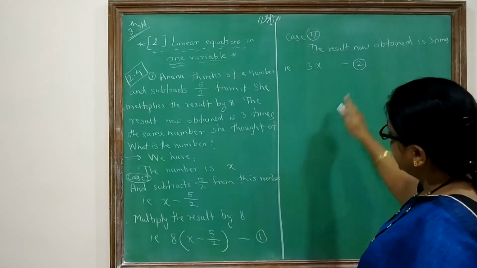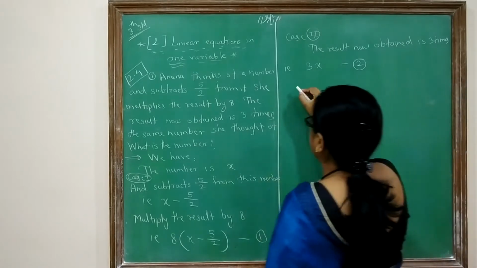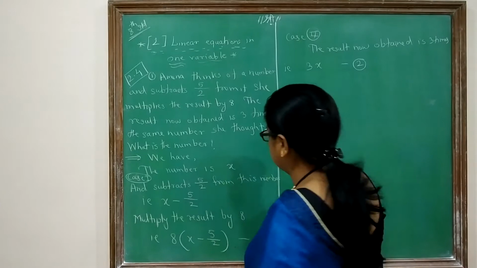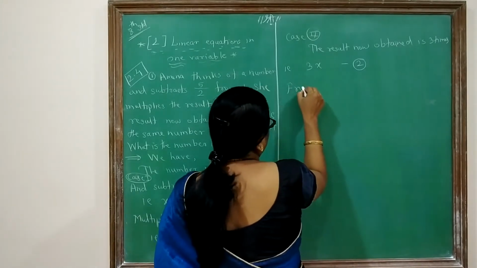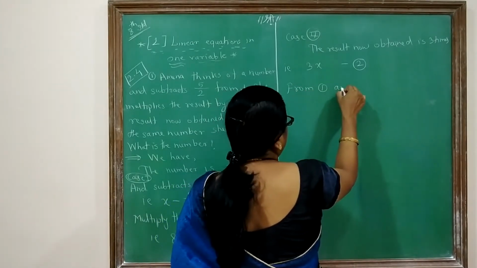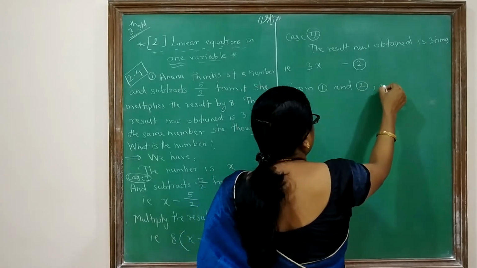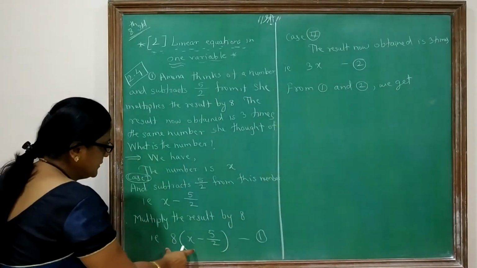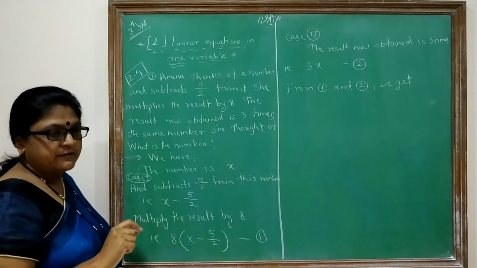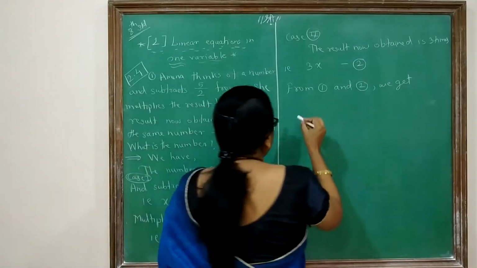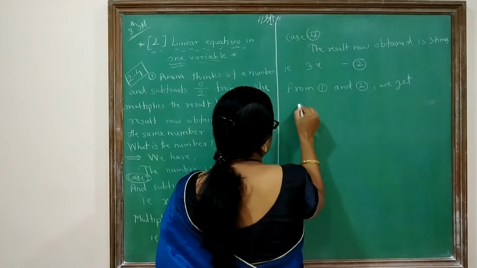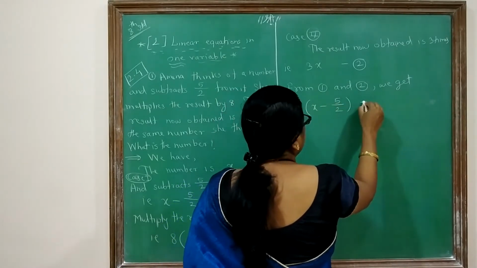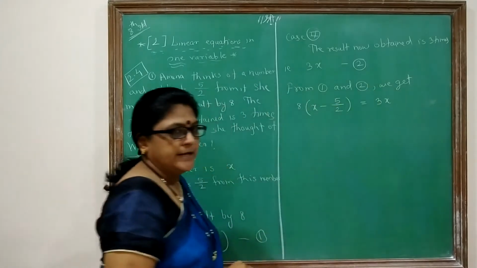Then from 1 and 2, because your question is what? She thought of what is the number. Then from 1 and 2 we get, this is your first condition and this is your second condition. Then you will write first condition equal to second condition, that is 8 in bracket x minus 5 by 2 equal to 3 into x.